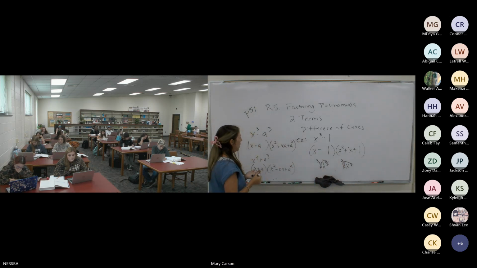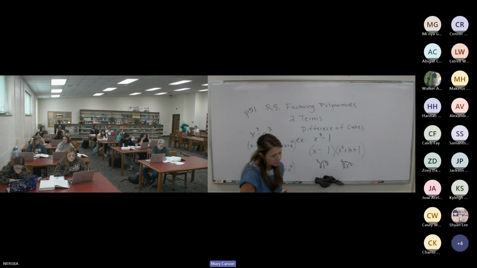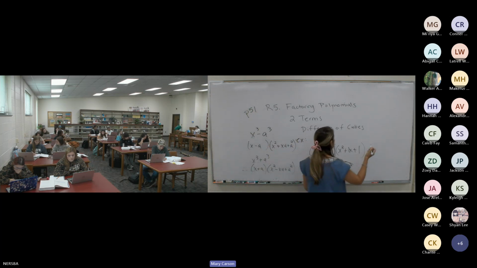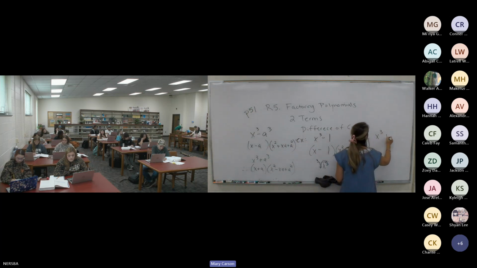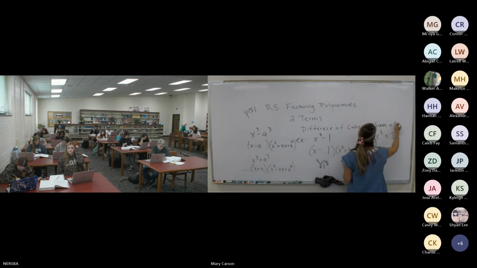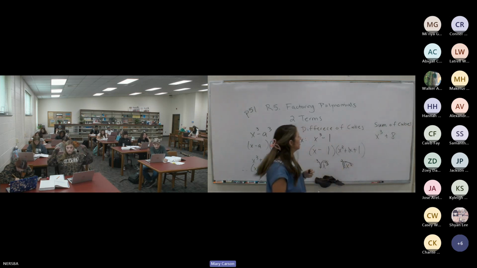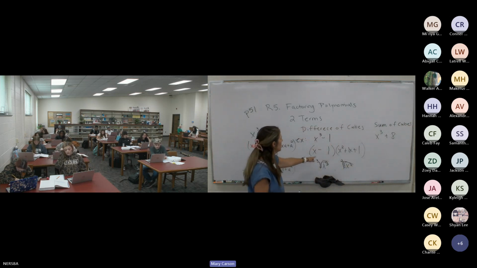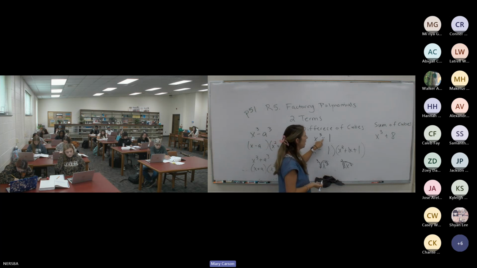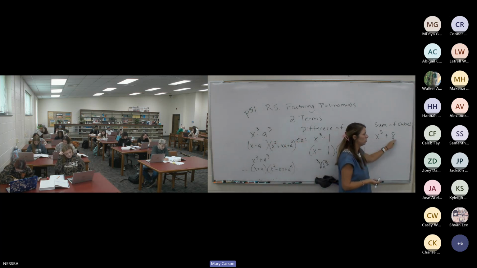Okay, let's do another one. Let's do x cubed plus 8. All right, so this is a sum of cubes. Can I still see that? Sum of cubes. This was a difference of cubes. Notice the difference here. There's a minus on this one. There's a plus. These are still two terms.